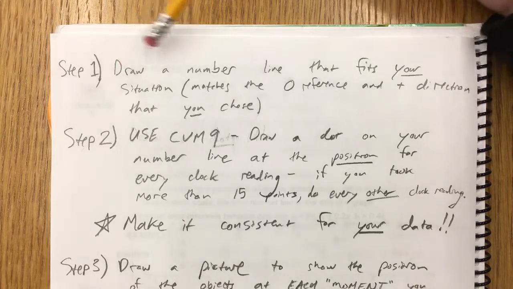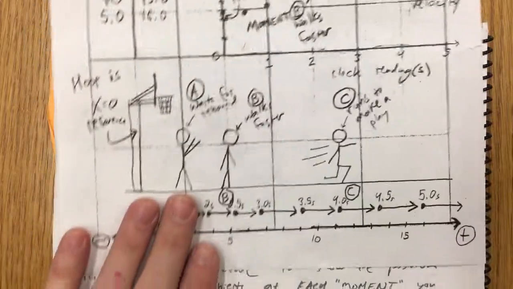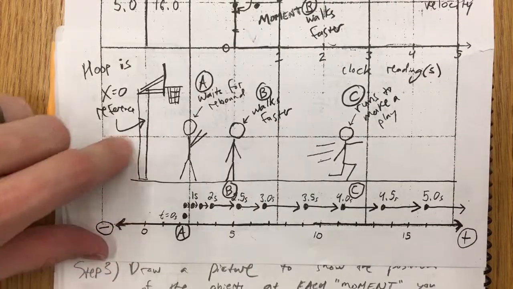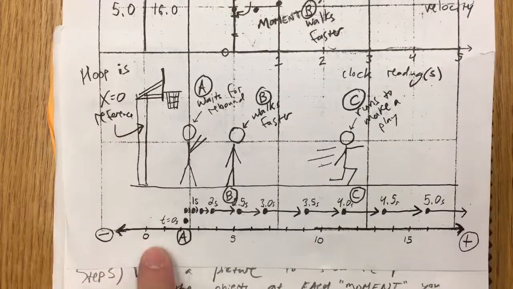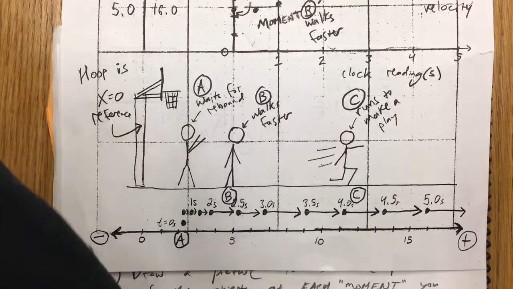Step 1. You want to draw a number line that fits your situation, that matches the 0 reference point and positive direction that you chose. On my example, I was working with a video where I chose the hoop as the reference frame. So I drew a 0 point here, and I drew a positive direction to the right because that's the direction that I chose as positive in my video.